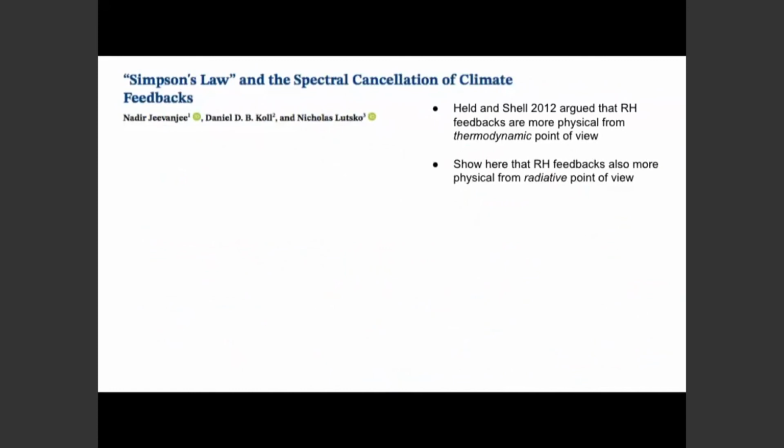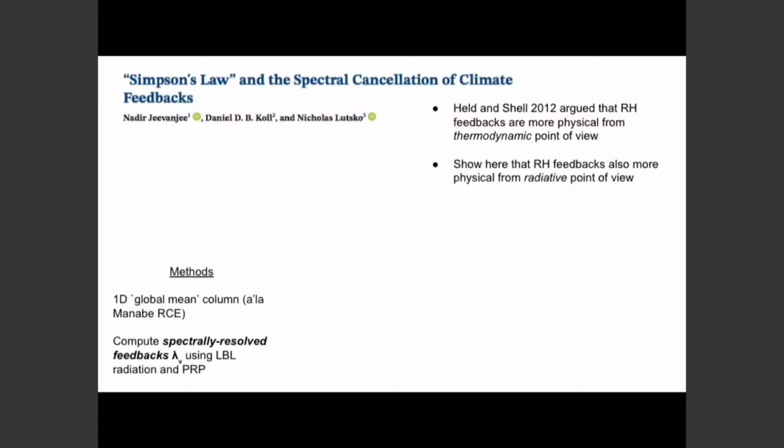This is some work contrasting the conventional specific humidity-based feedbacks with the relative humidity-based feedbacks of Held and Shell. The motivation being that Held and Shell argued that these relative humidity-based feedbacks are more physical from a thermodynamic point of view. Here we add to that argument by showing that these RH feedbacks are also more physical from a radiative point of view.